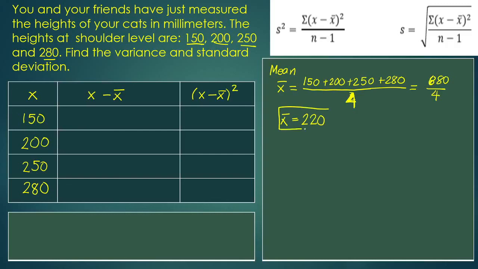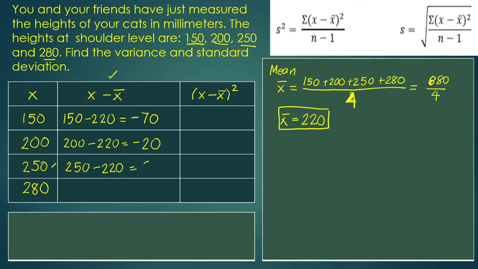We will be using this to compute the second column. So let's begin. 150 minus 220 is how much? Negative 70. 200 minus 220 is negative 20. Next, 250 minus the mean, that's 220. That's equal to how much? 30. What is 280 minus 220? 60.